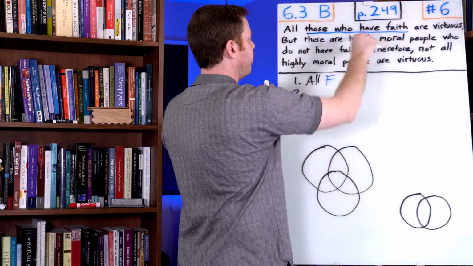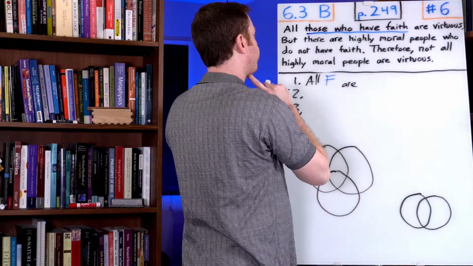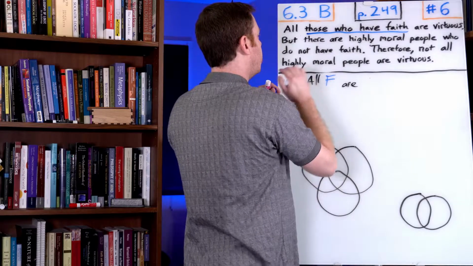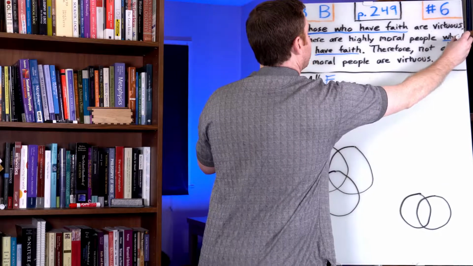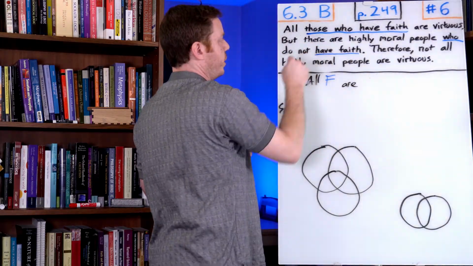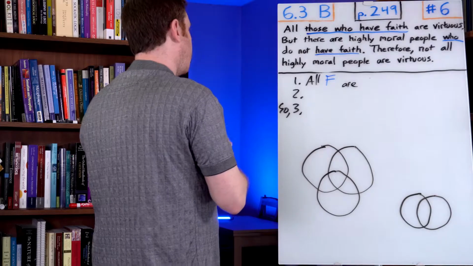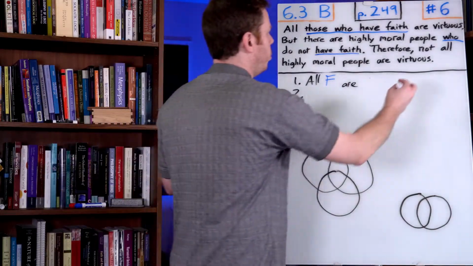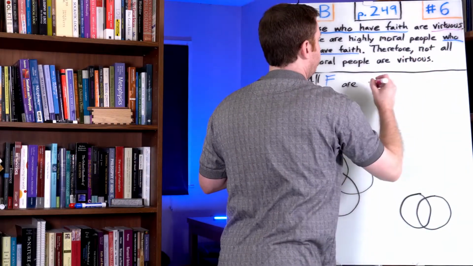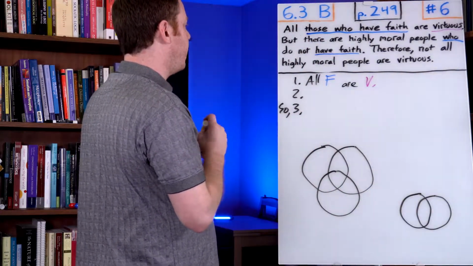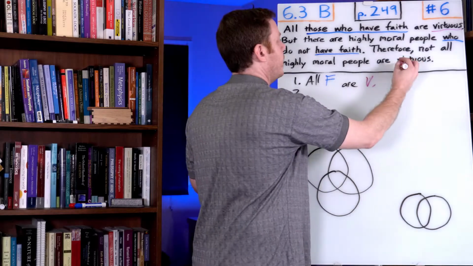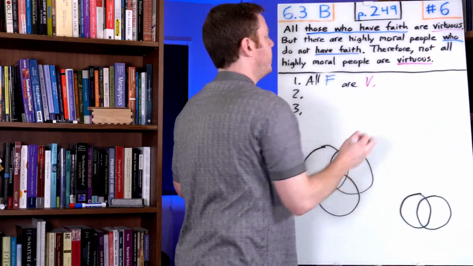And of course, those who have faith also occurs later, except there's a not in there. So virtuous, we'll just do V. So now we have the first one up there. All F are V. And virtuous is going to come later down there.